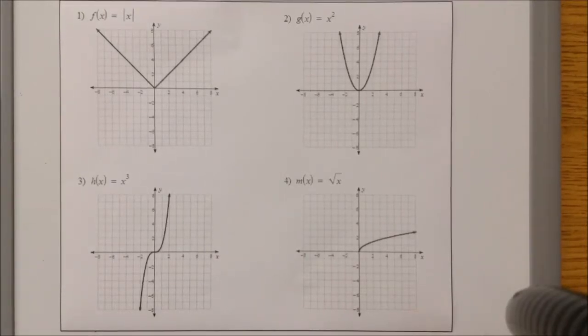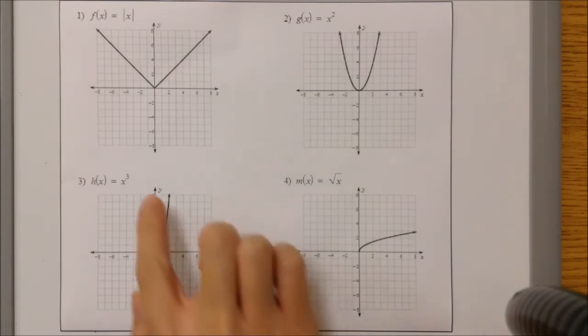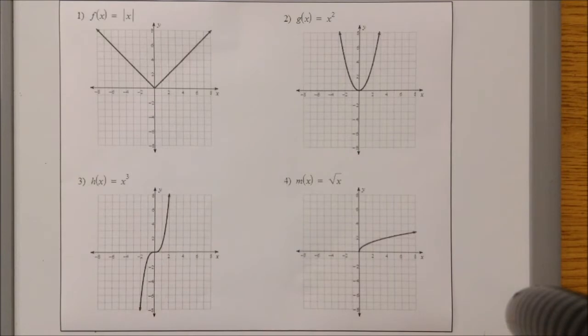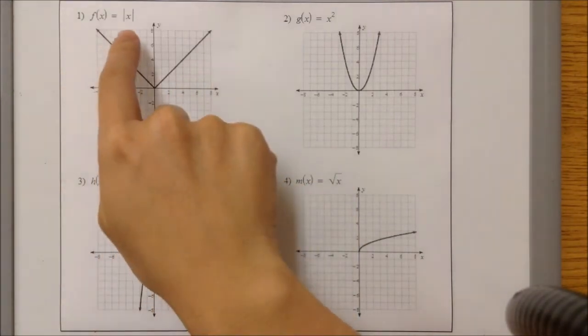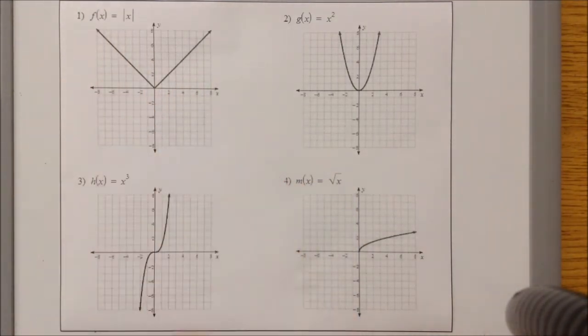In this section, we're going to talk about parent functions and their respective transformations. Right now, we're going to focus on these 4 parent functions. There are more, but most importantly, we're going to focus on these 4. And our first function is the absolute value of x, and its respective graph is this. Again, the absolute value of x and its graph.